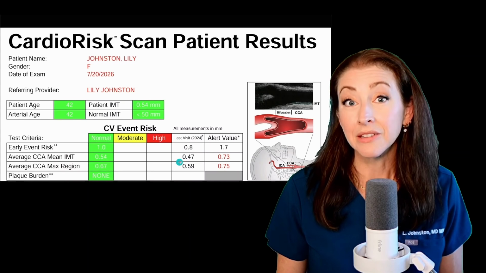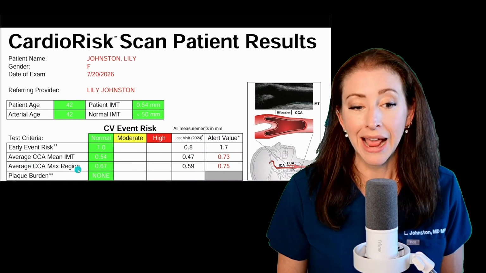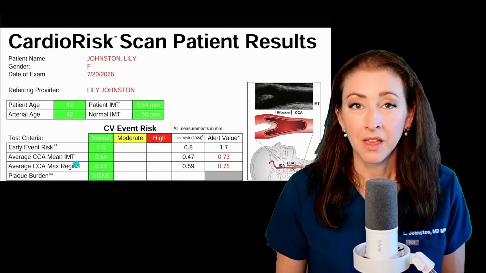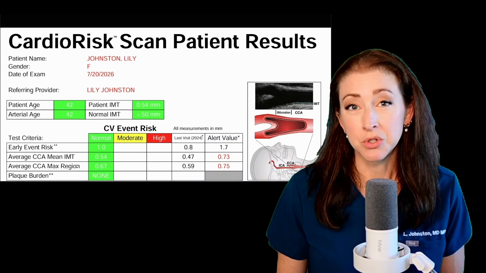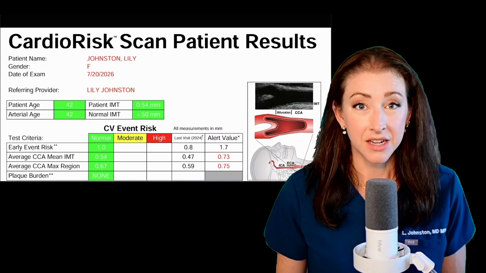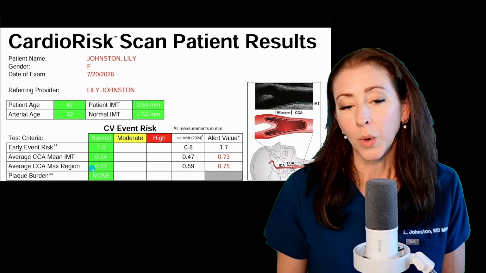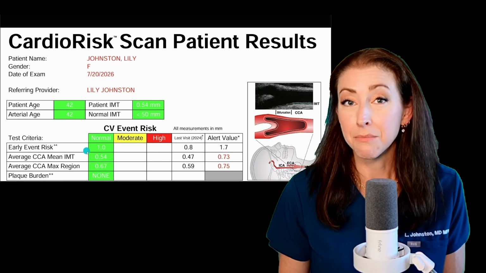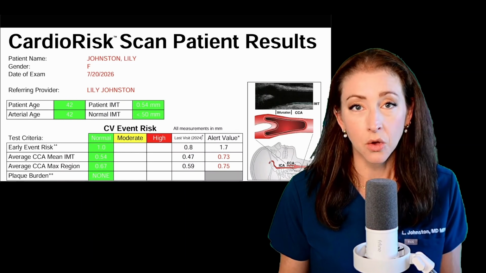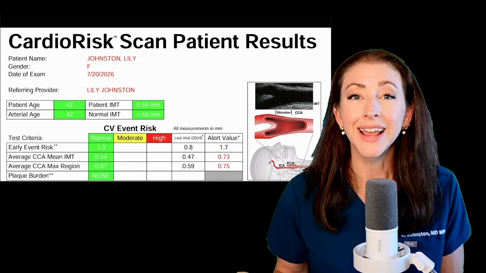The next number that we look at when we're interpreting these results is the max region, or average CCA, common carotid artery, maximum region. If you remember the pictures when I showed you the common carotid artery, there was an arrow where I said I thought things were the thickest, and that number here is 0.67. We like for the mean and the max to be as close together as possible because it suggests that the overall surface of the artery or the walls are nice and even.